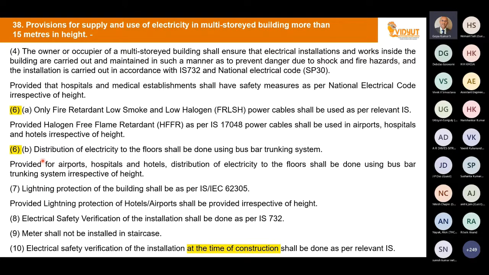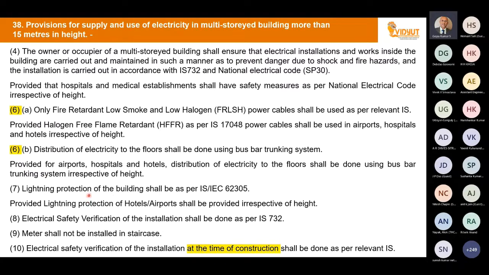Anyway, let me go to Regulation number 38, provisions. In Regulation 38 for buildings more than 15 meters, earlier it was Regulation number 36. Due to 2 additions, the number has been increased. So there are 2 additions: fire retardant low smoke cables and using bus bar trunking for high-rise buildings are recommended. But I think in the sub-regulation numbering there is a small mistake. Both are 6, probably to be changed, or maybe this is A and B.